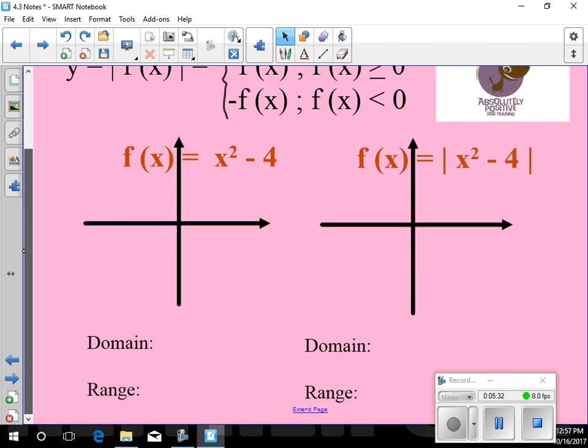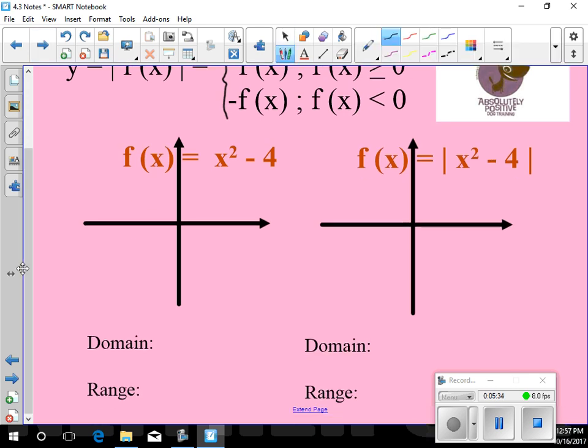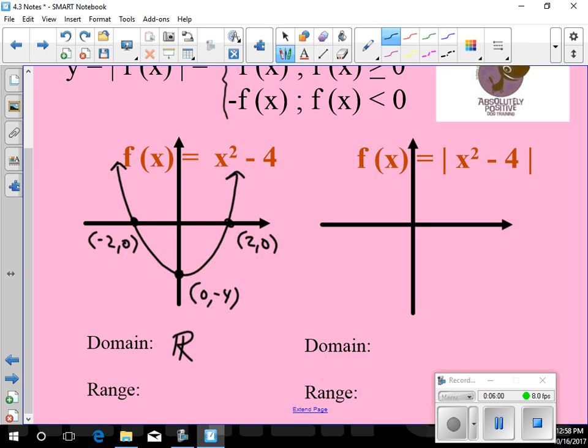Okay, so let's do a nice little sketch here of x squared minus 4. This is a quadratic. It opens which direction? Up. And it crosses the y-axis at what number? -4. This is the point 0, -4. All right, this right here would be the point 2, 0. And this right here would be the point -2, 0. Okay, so its domain would be all real numbers. I'm just going to save time, write all real numbers. And its range would be from -4 up to infinity.